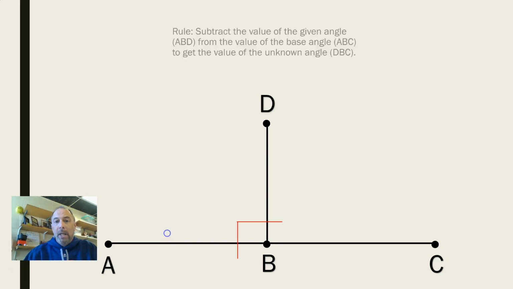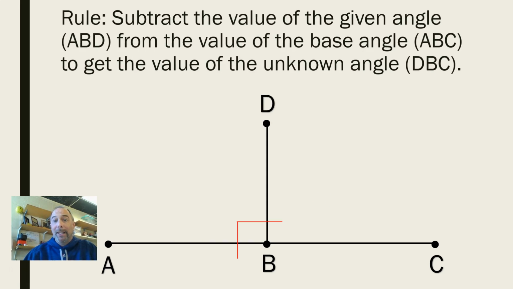So let's write down a rule, shall we? Because rules are good. We like rules. The rule is simple. Subtract the value of the given angle, in this case, ABD. Look, this one is a 90. From the value of the base angle, in this case, ABC, which is 180 degrees, to get the value of the unknown angle, DBC.